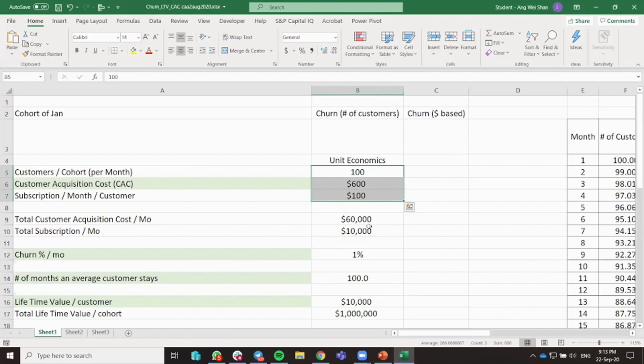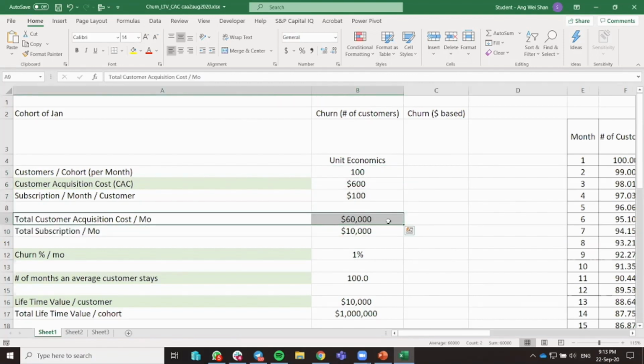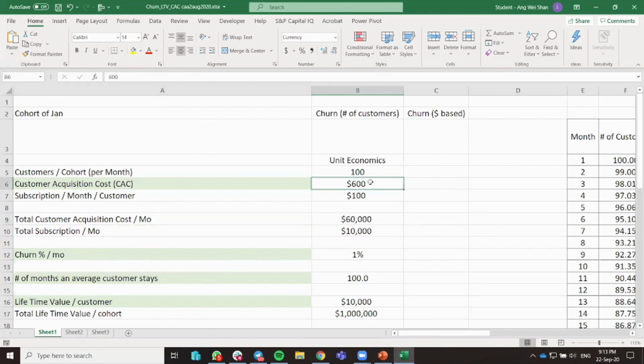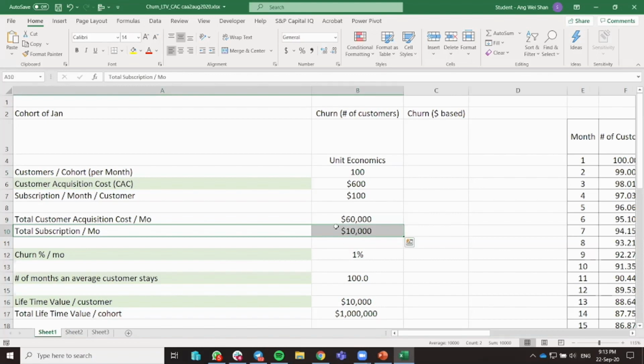So number one, we can work out in total how much in the month of January you are paying to acquire your customers. Since you pay $600 to acquire your customer, and you have 100 customers coming in, this will work out to a total customer acquisition cost of $60,000. How I got this was I take $600 times 100, so I get $60,000. Same here. This is the total subscription revenue that I get per month from this cohort in January. So this bunch of people from January gives me about $10,000 per month.